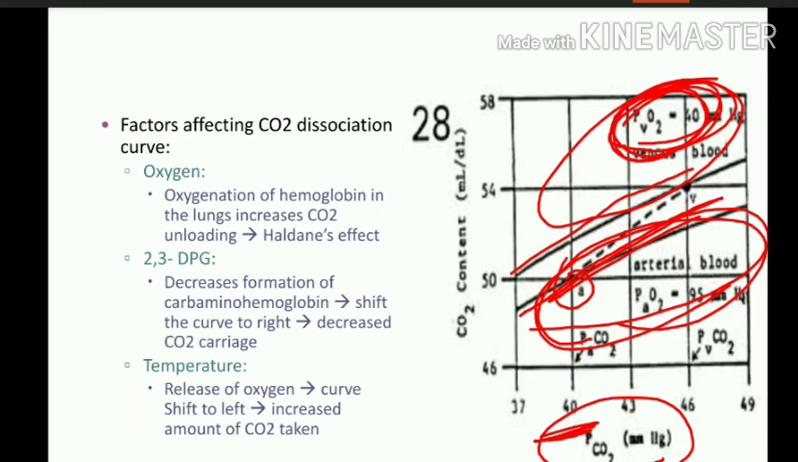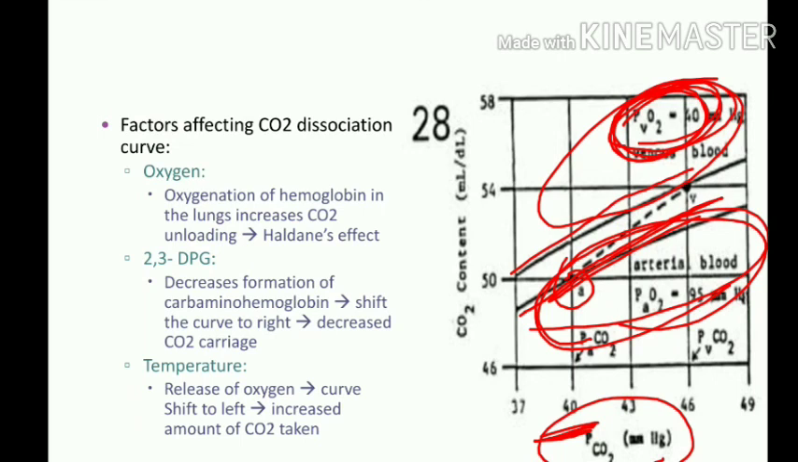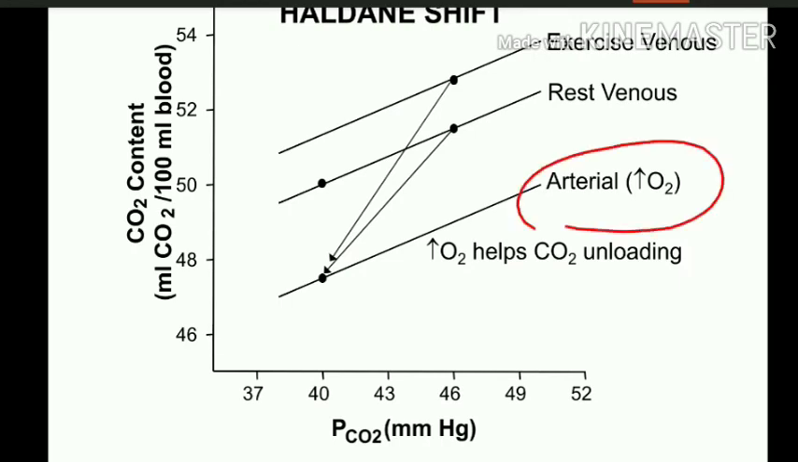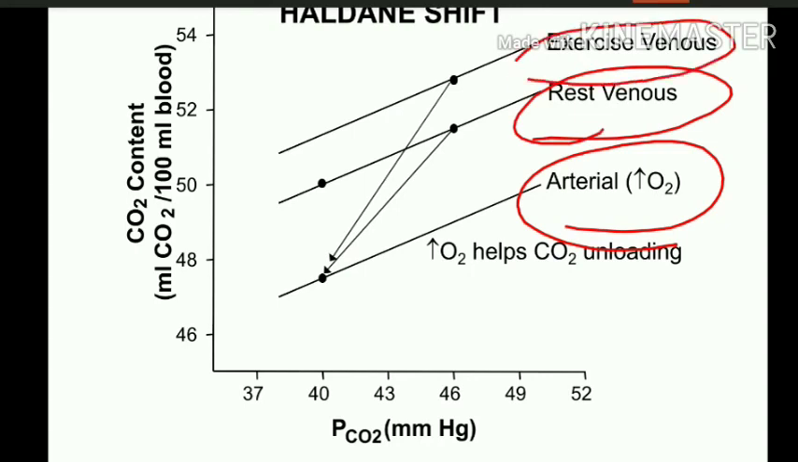Another factor, that is temperature. When the temperature increases, the carbon dioxide dissociation curve shifts to the left side, and a large amount of carbon dioxide is taken up at a given partial pressure of carbon dioxide. So again you can see here, this is the carbon dioxide dissociation curve for the arterial blood, this is the curve for the venous blood, and the same curve for the venous blood when the person performs exercise.